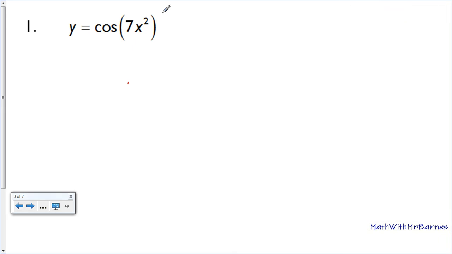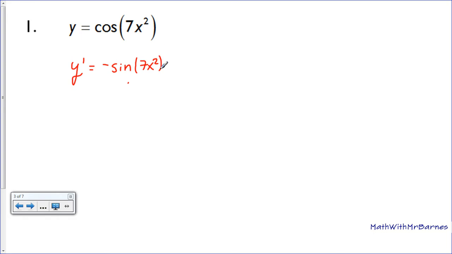Here we go. So derivative of cos. So it's y prime, and it's negative sine. So this is how I like to do it. I just simply think, what's the derivative of cos? Well, the derivative of cos is negative sine. And I don't really care about what's on the inside. I just go ahead and rewrite that.